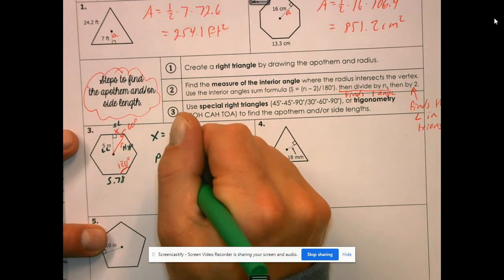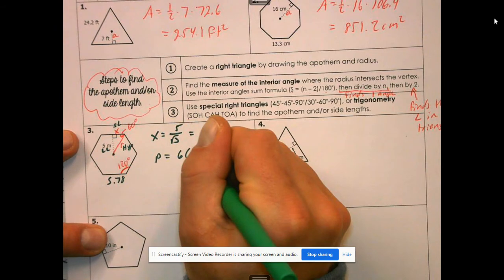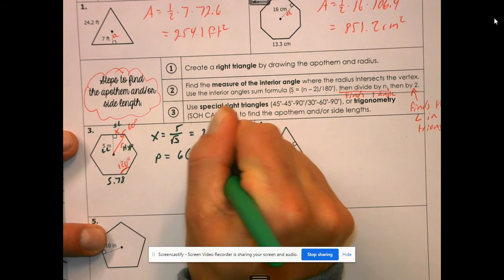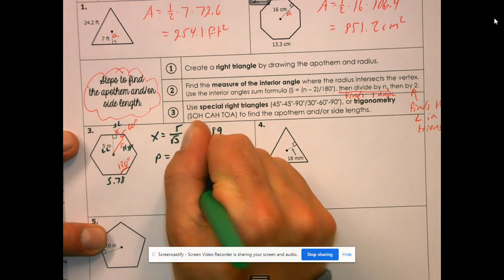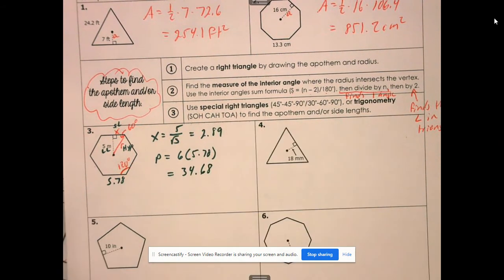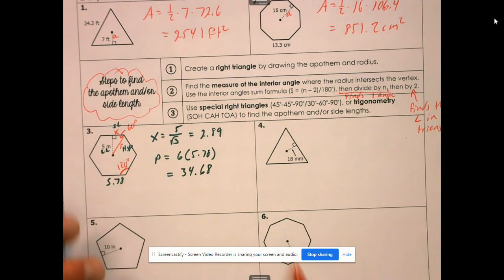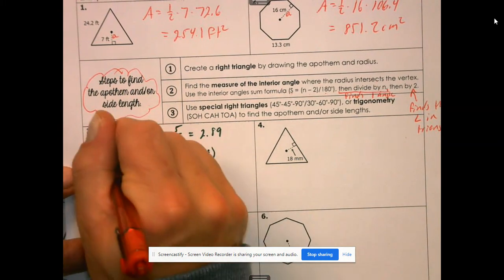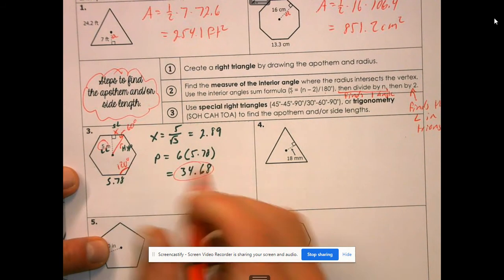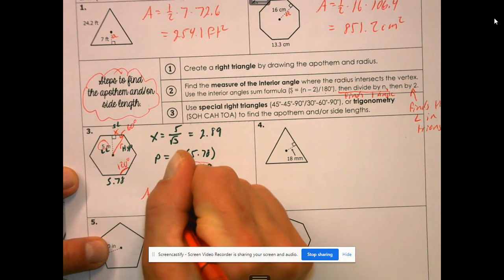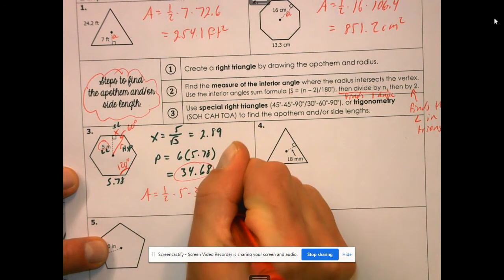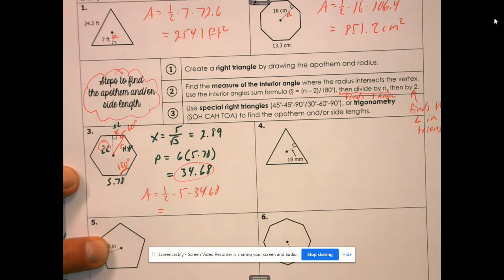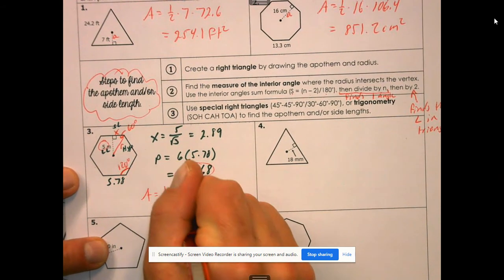So perimeter, you have 6 sides. Multiply that by 5.78. Ends up giving us 34.68. We got the pieces. We have the apothem, which is 5. We have the perimeter formula. 1/2 the apothem times perimeter. Type it in correctly, comes out to be 86.7.